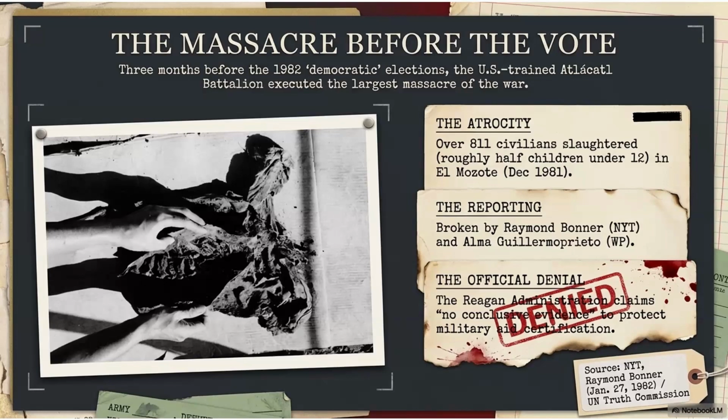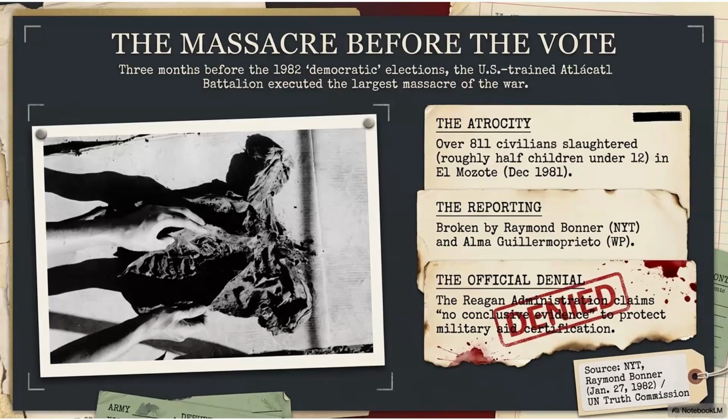So, when the later elections were presented as democratic progress, we have to remember the atmosphere leading into them, a society where even humanitarian religious work could become dangerous. Now we arrive at El Mozote. In December 1981, the Salvadoran army's Atlácatl battalion entered El Mozote and surrounded villages in Morazán.